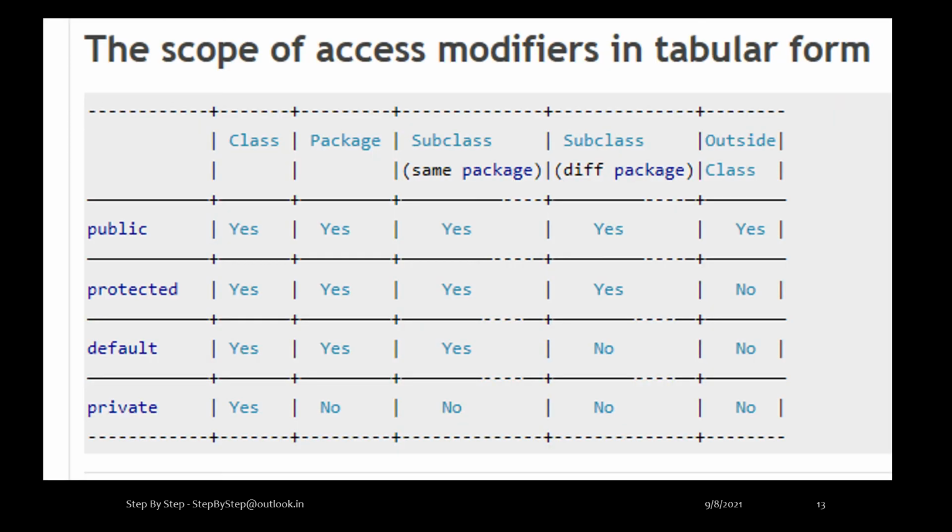Okay, so finally, I have just put the scope of access modifiers in tabular form. This slide will be helpful to remember where and when each access modifier will be accessible. Okay, so for public, it will be yes for everything. For protected, as we discussed, it will be yes for class, package, subclass of the same package, and subclass of a different package. Then default will be accessible within the package itself, that means class, package, and subclass of the same package. And then private will be the only class.